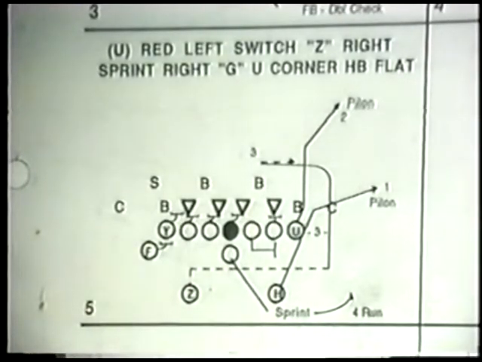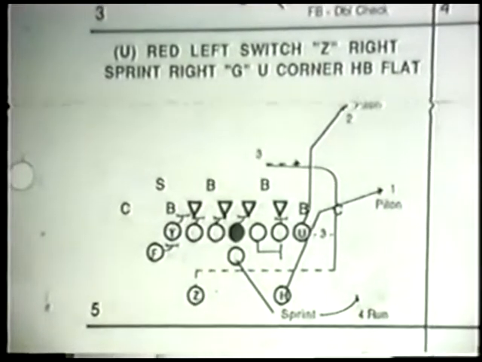Now call the play. It's wordy. Call it. Let's switch Z right, spread right, G, quarter half back flat. That's easy for you to say. All right. Carrie Hess, you want to say it? Red left switch, Z right, spread right, G, quarter half back. You got it. All right, buddy.